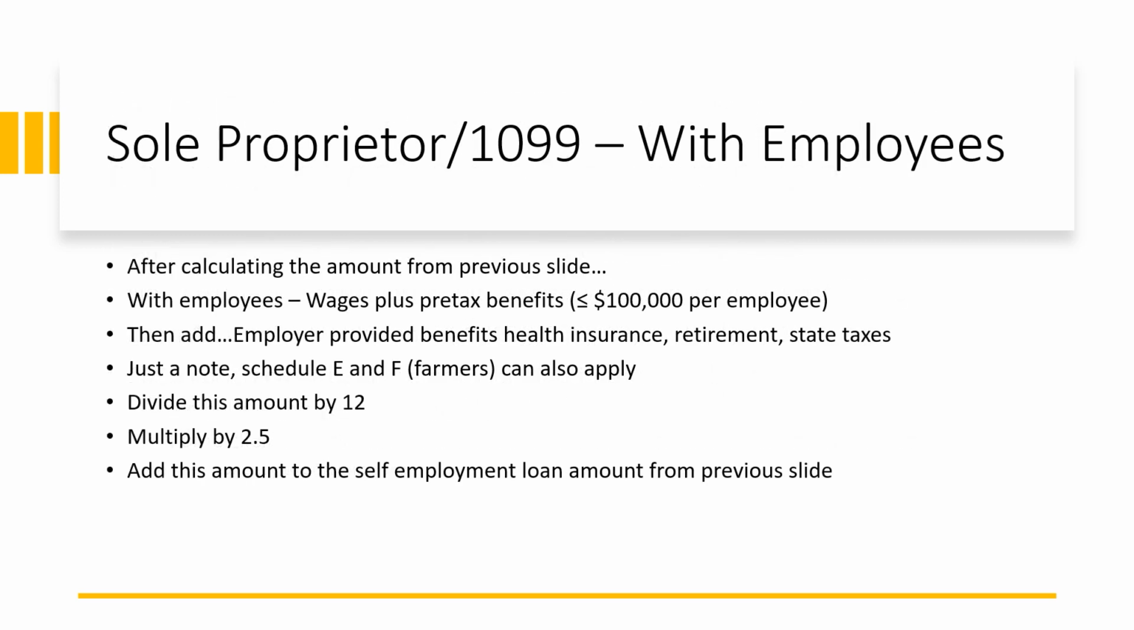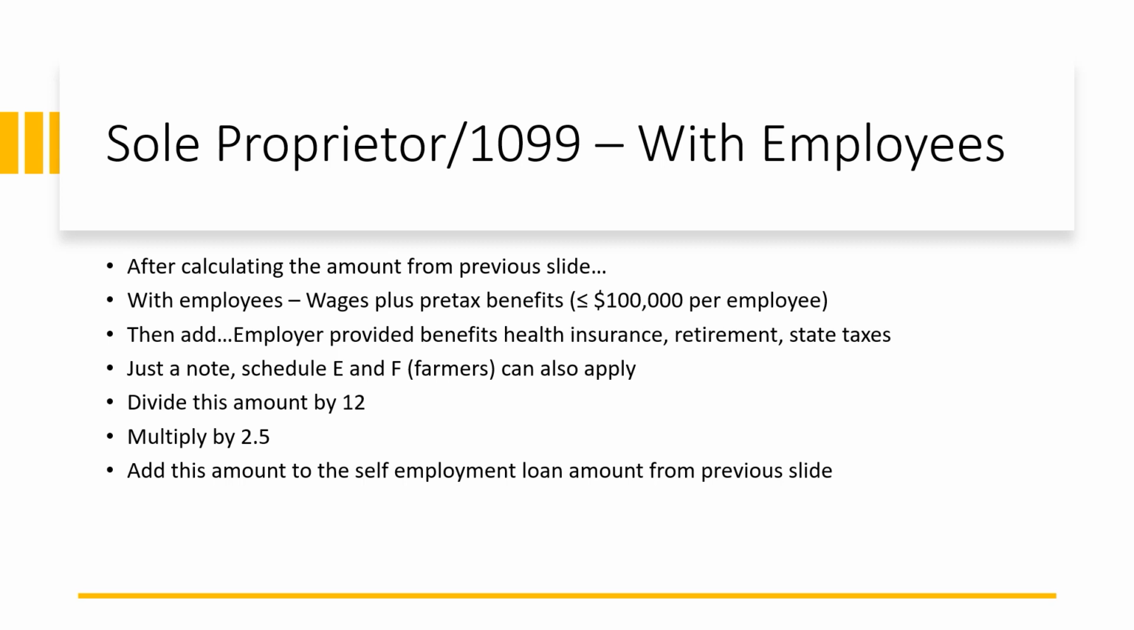So sole proprietors with employees will take the amount calculated from the previous slide and then add in the wages plus any pre-tax benefits provided to employees such as health insurance and retirement plans. You cap those amounts at $100,000 per employee. Then you can add in the employer provided benefits such as health insurance, retirement plan contributions, and the state and local taxes. Those will be added in after you've capped off the $100,000 per employee wages, and then divide this amount by 12. The process will be the same for Schedule E and Schedule F filers as well.